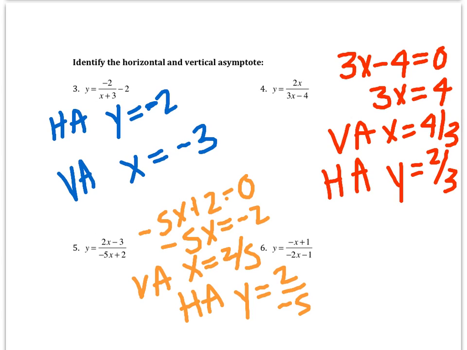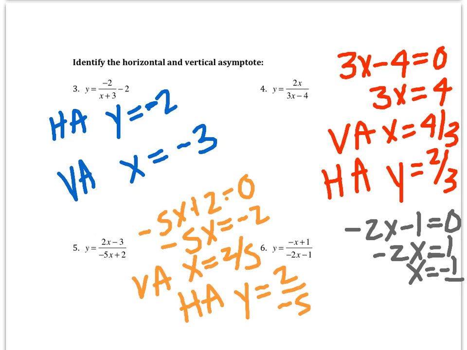Lastly, I'm going to do -2x minus 1 equals 0. -2x equals 1. So x is, sorry, that's an equals there, -1/2. So that would be our vertical asymptote. For a horizontal asymptote, I know it's y equals, and I'm doing a over c there. So I end up getting the horizontal asymptote is y equals 1/2.